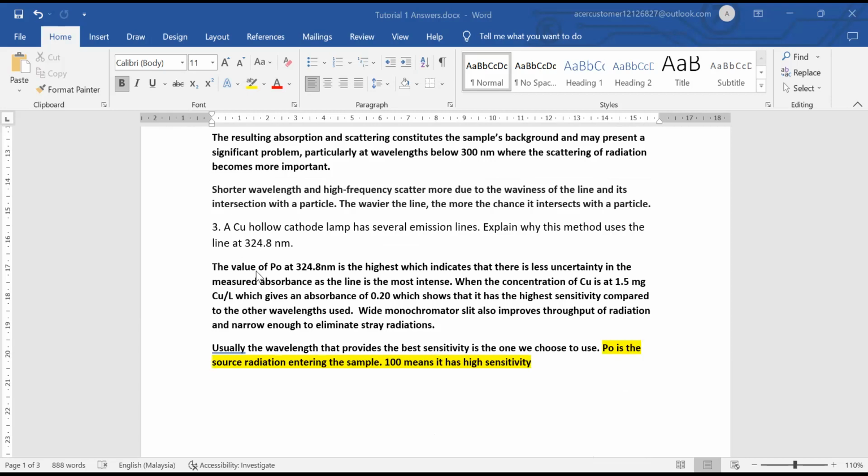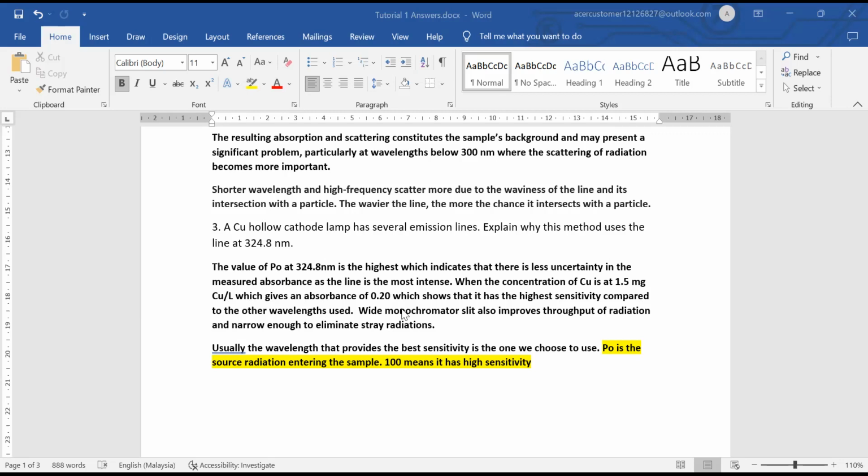Okay, and for the third question, a copper hollow cathode lamp has several emission lines. Explain why this method uses 324.8 nanometer. The value of P naught at 324.8 nanometer is the highest, which indicates that there is less uncertainty in the measured absorbance as the line is most intense. As can be seen from the table, when it is 1.5 milligram copper, it gives an absorbance of 0.20, which shows that it has the highest sensitivity compared to other wavelengths.